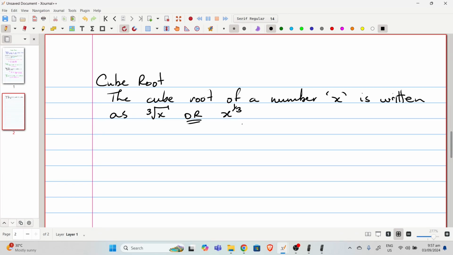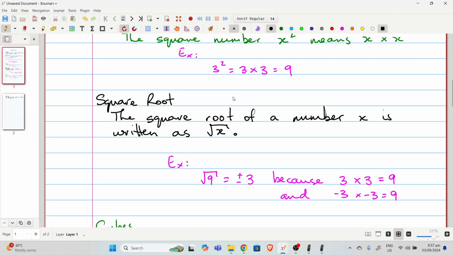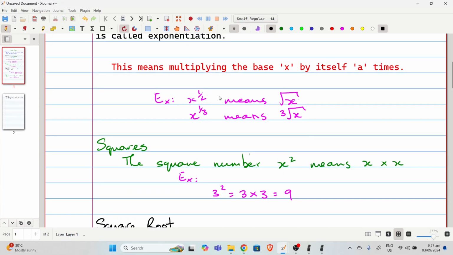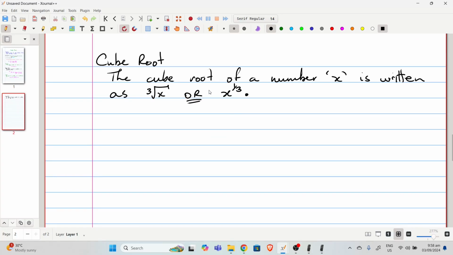Now, I didn't specifically state it before because I already showed it. Look here. x to the half power means square root of x. x to the 1/3 power means cube root of x. I didn't state it previously, but I'm stating it now. And you would think of it as the number that, when multiplied by itself twice, gives x.